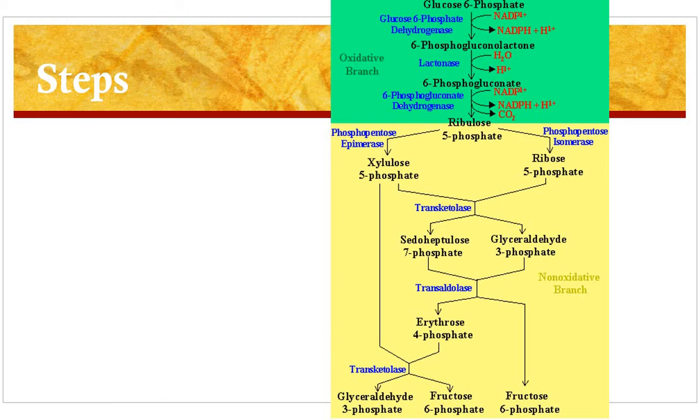This first step is the rate limiting step, and regulation of the pathway is affected by this enzyme, glucose 6-phosphate dehydrogenase. In step number 2, 6-phosphogluconolactone is hydrolyzed to produce 6-phosphogluconate. This is hydrolyzed in the presence of lactonase.